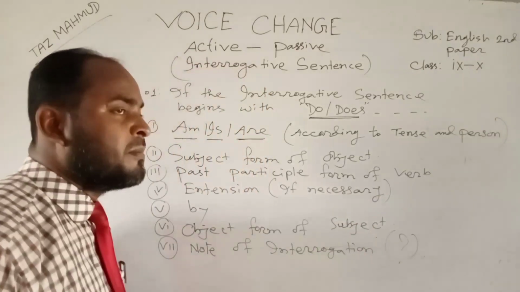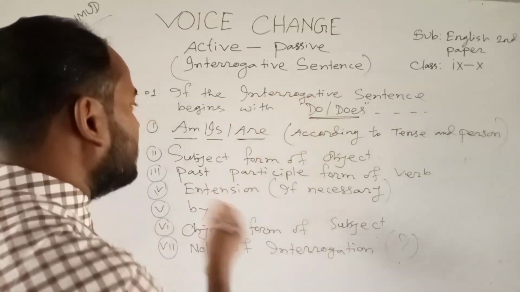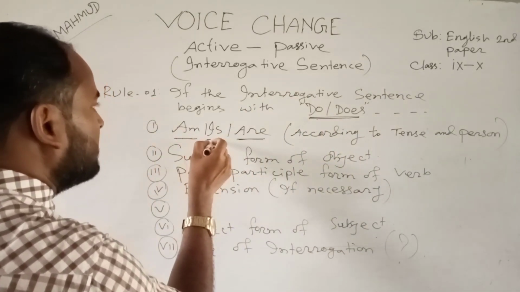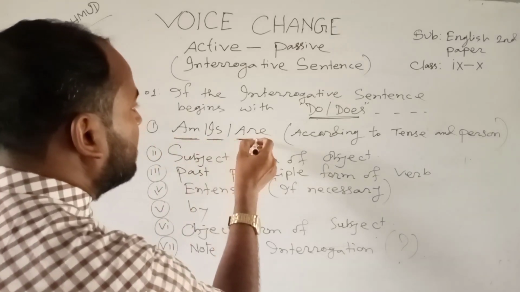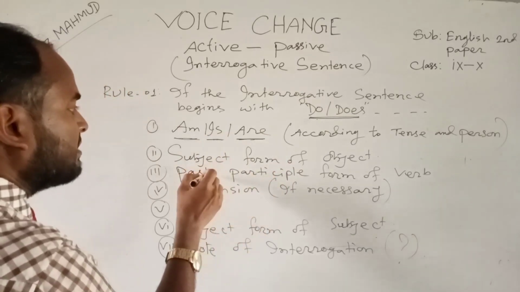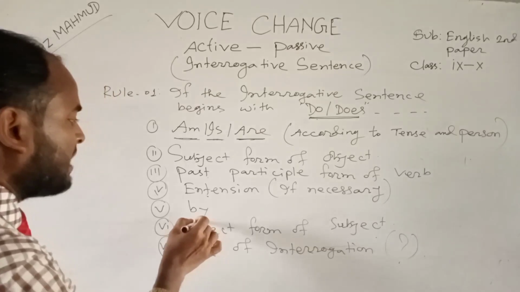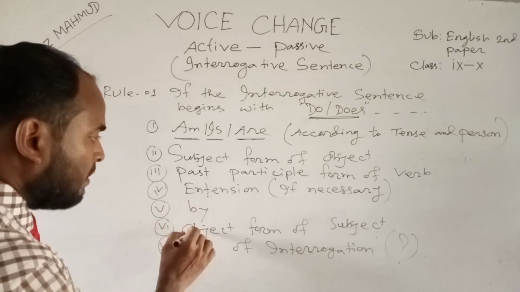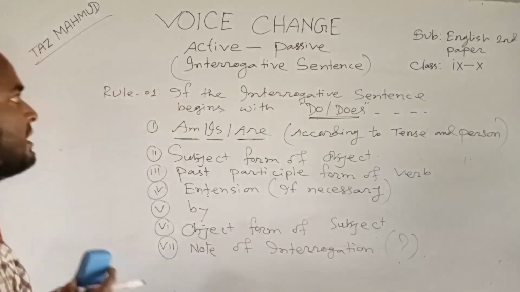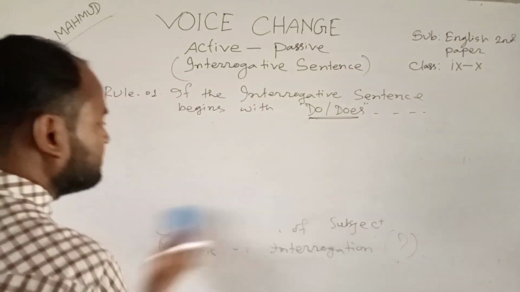My dear learners, if the interrogative sentence begins with do or does, then we shall follow the first use of auxiliary verb, that means am, is, are, and then subject form of object, and past participle form of verb, then extension if necessary, then by, and then object form of subject, and lastly note of interrogation. My dear learners, let's see an example.